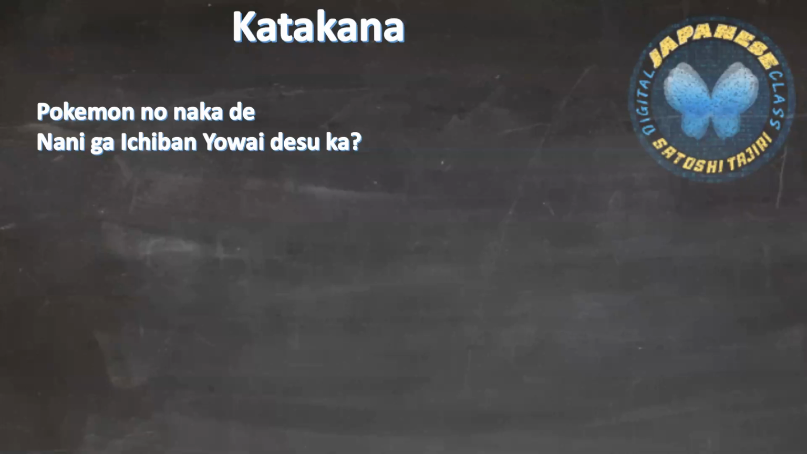Okay, this one. Pokemon no naka de Magikarp. Okay, Magikarp ga ichiban yowai desu. Dunsparce ga ichiban yowai desu. Very great. Okay, how about the others? Zubat. Okay, Zubat ga yowai desu. Okay, very good.